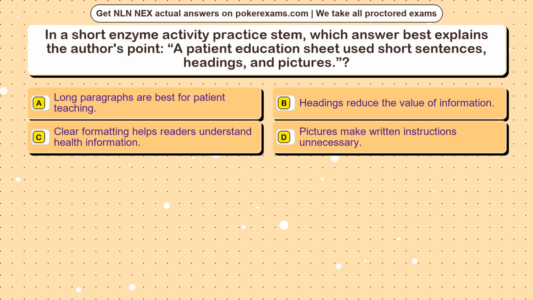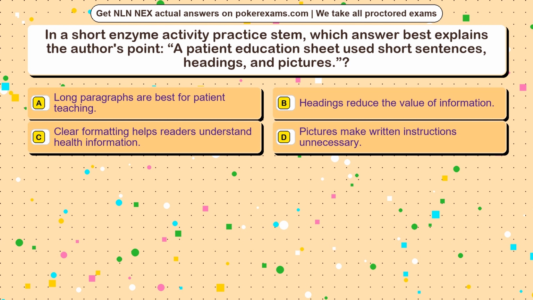Question 14. In a short enzyme activity practice STEM, which answer best explains the author's point? A patient education sheet used short sentences, headings, and pictures. Option A, long paragraphs are best for patient teaching. Option B, headings reduce the value of information. Option C, clear formatting helps readers understand health information. Option D, pictures make written instructions unnecessary.